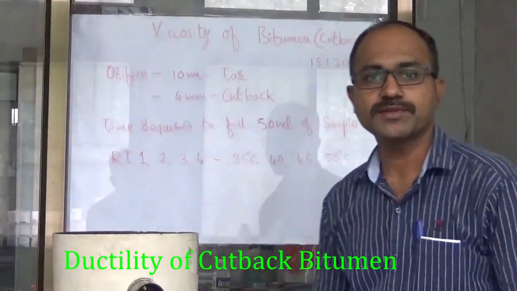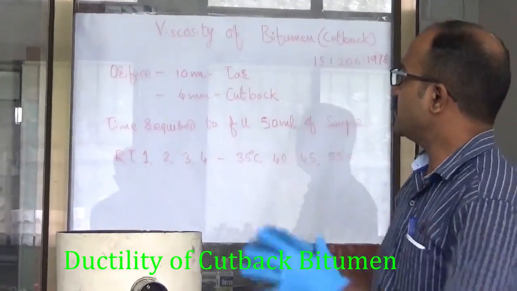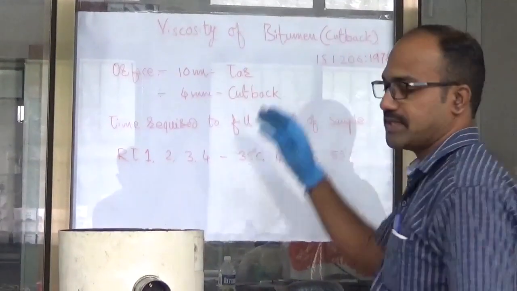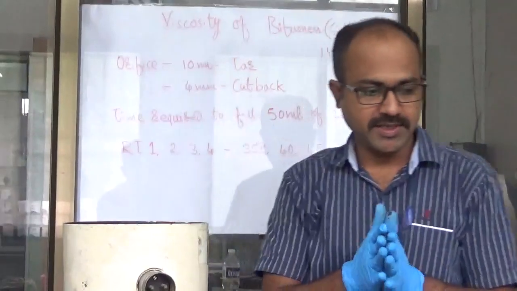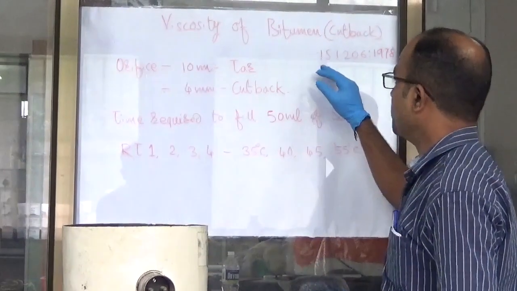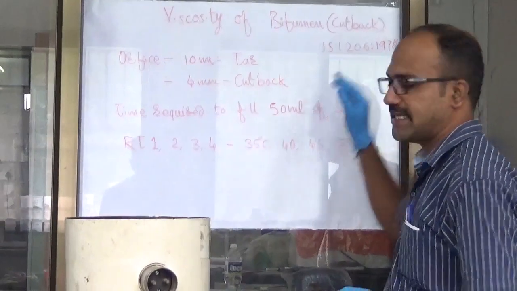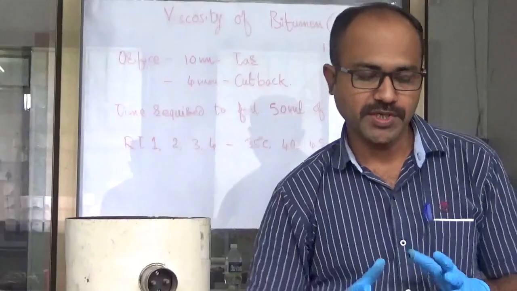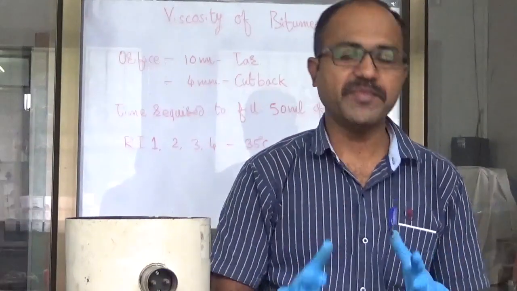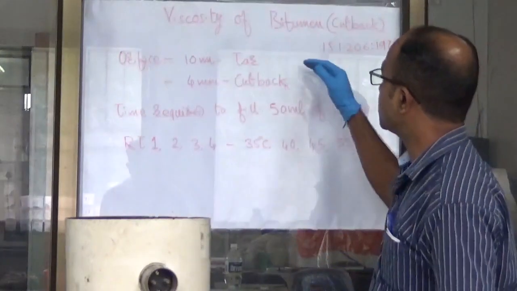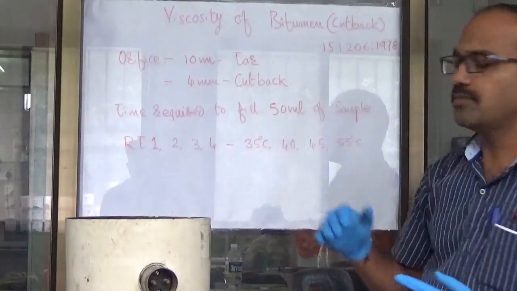Hello and welcome students. Today we are going to perform our next practical, the viscosity of a bitumen, mainly a cutback. For performing this test method, you can refer to IS 1206-1978. According to this code, you can measure the viscosity of tar and bitumen.